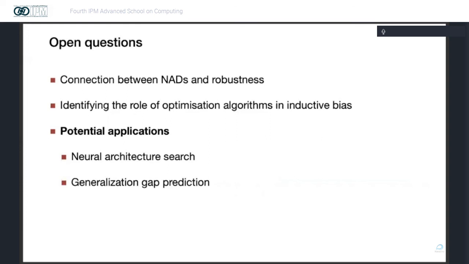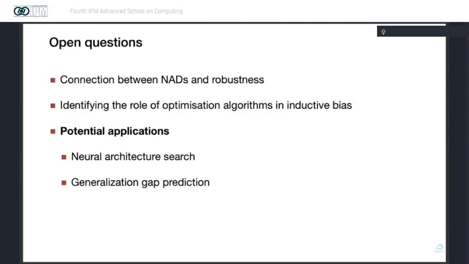Also, we must not forget the role of optimization algorithms, because most of the time the inductive bias that we observe is a combination of the architecture and the algorithm. In many cases we just use a first-order optimization algorithm like SGD, but it might be interesting to see how these inductive biases change if you use higher-order optimization algorithms like Newton methods.